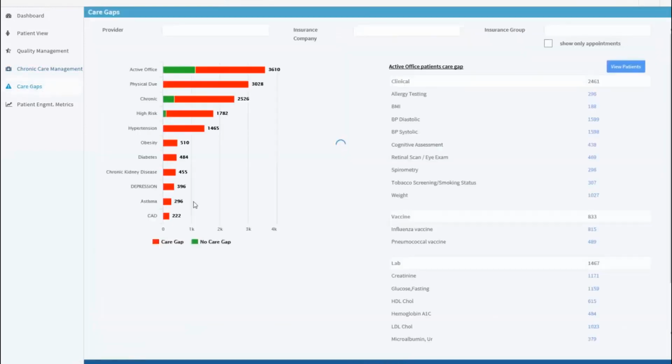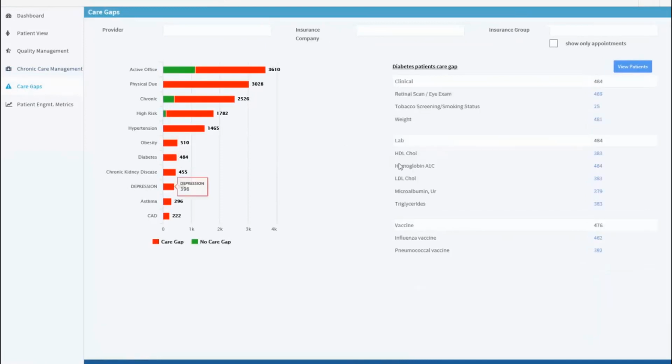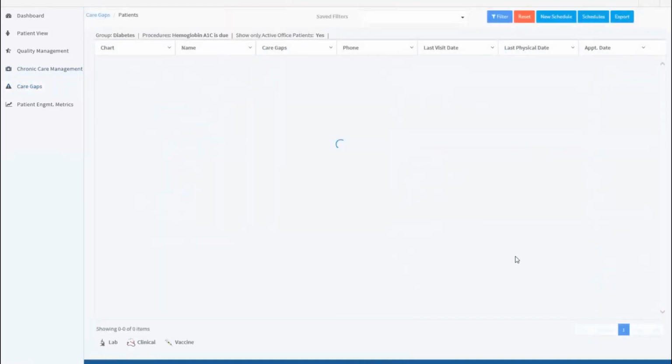And these care gaps will change depending on what you click on. So if I look at my diabetic patients, you see my gaps have changed. I can look, hey, who's due for a hemoglobin? My diabetic patients need to have hemoglobins every 3 months. Well, who's due for it? Well, now I can get them back in here.